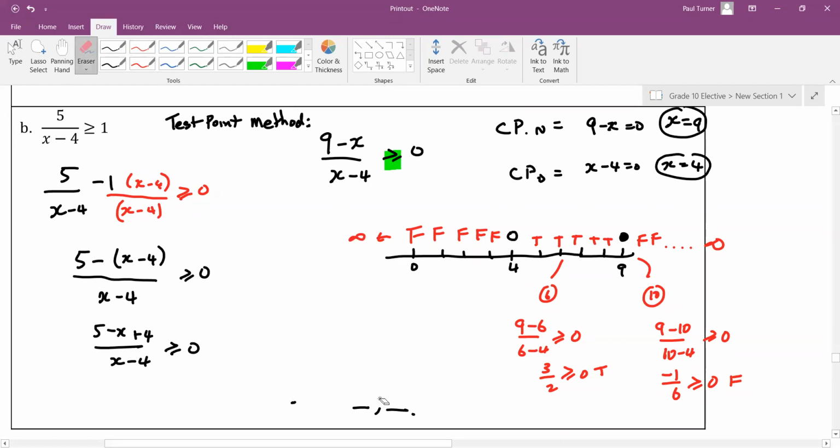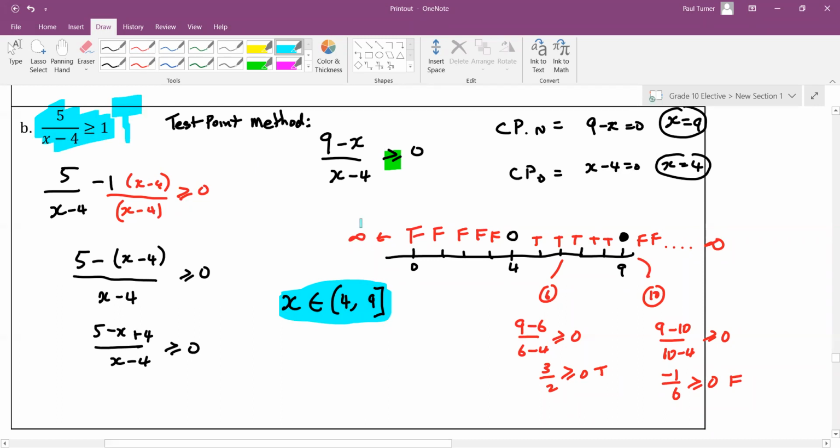So our final solution then would be numbers between 4 and 9, but not including 4. So x is a member of the set from 4, curved bracket, up until 9 with a square bracket. So that's your answer there. So any number between 4 and 9, including 9, will make this statement true.